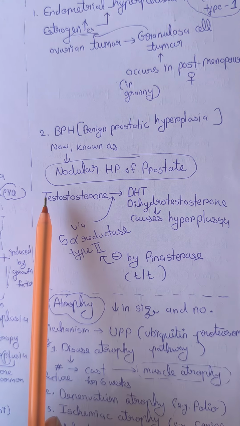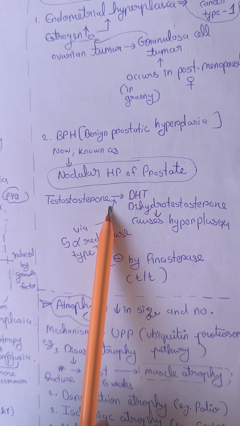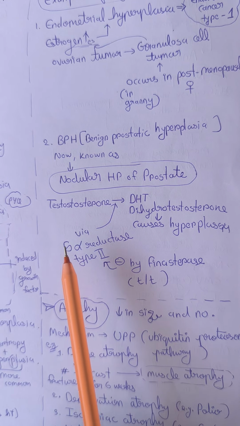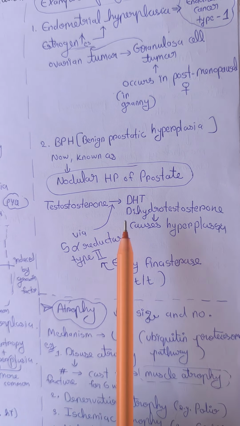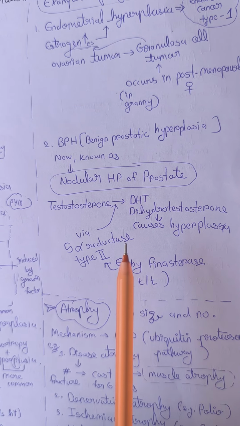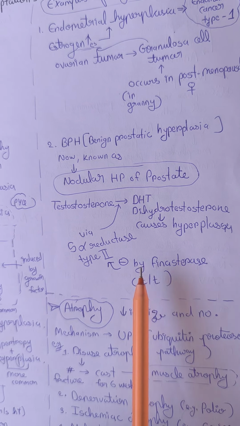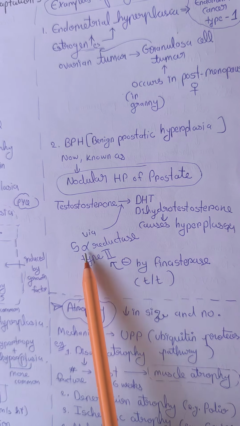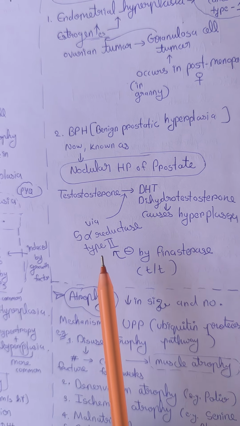prostate. So when testosterone is converted into dihydrotestosterone by the 5-alpha reductase type 2 enzyme, hyperplasia occurs. So in the treatment, finasteride is used, which inhibits the 5-alpha reductase type 2 enzyme.